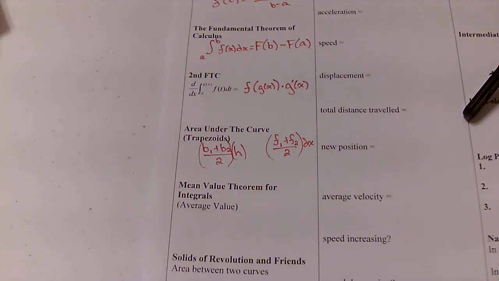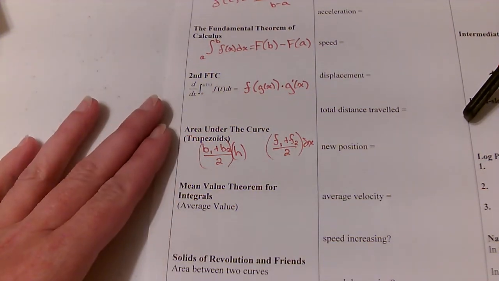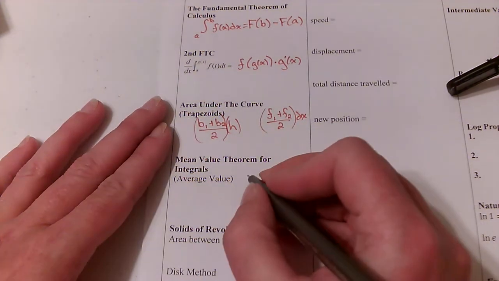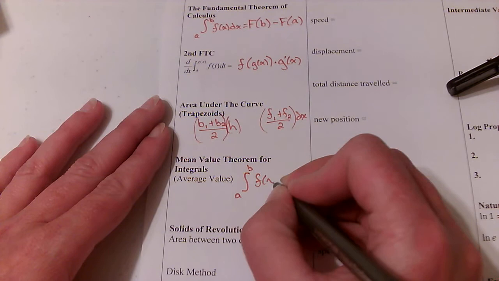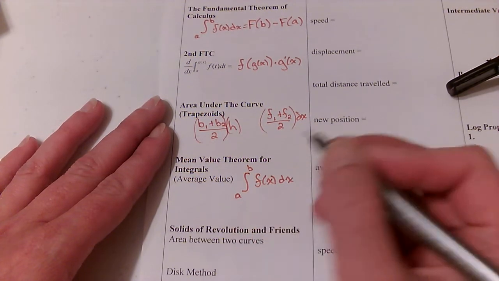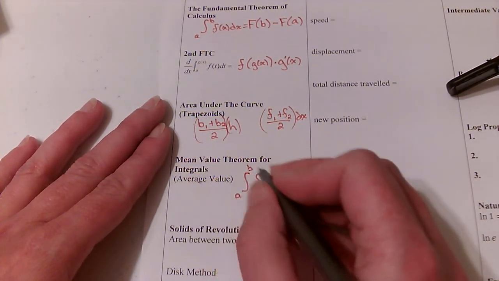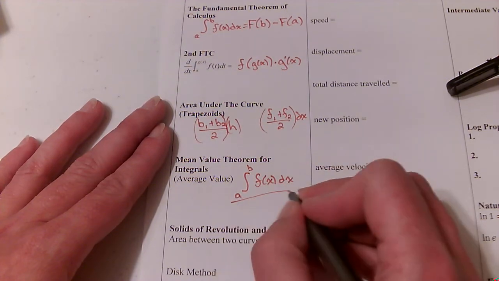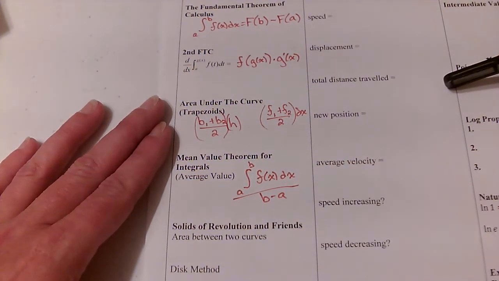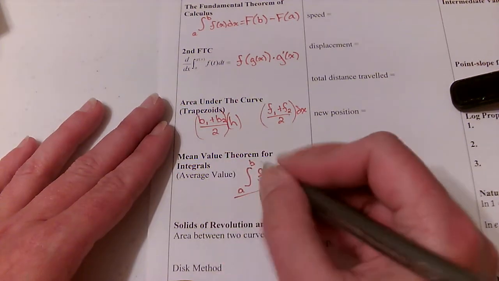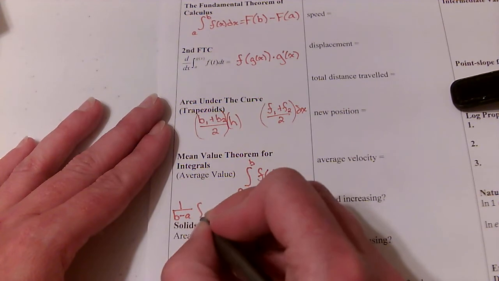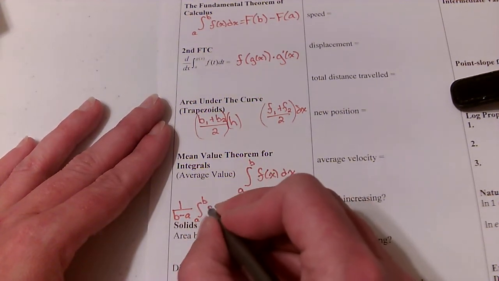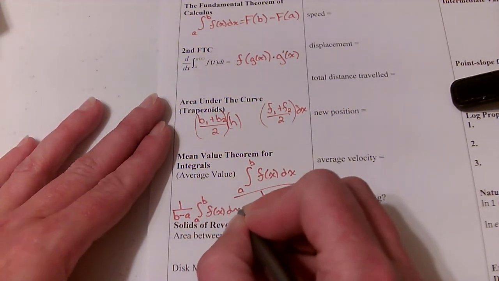Mean value theorem, aka average value. Easy. Average value, you'd find the integral from a to b of f of x dx. But we're going to take the average across that interval. So one way to write it is over b minus a, because we're going to divide by the difference in our x's. Or you might see it as 1 over b minus a, integral from a to b of f of x dx. You might see it either way.